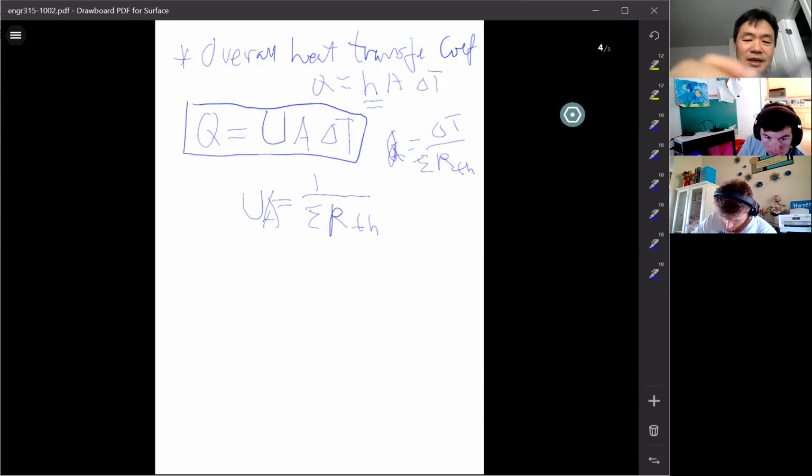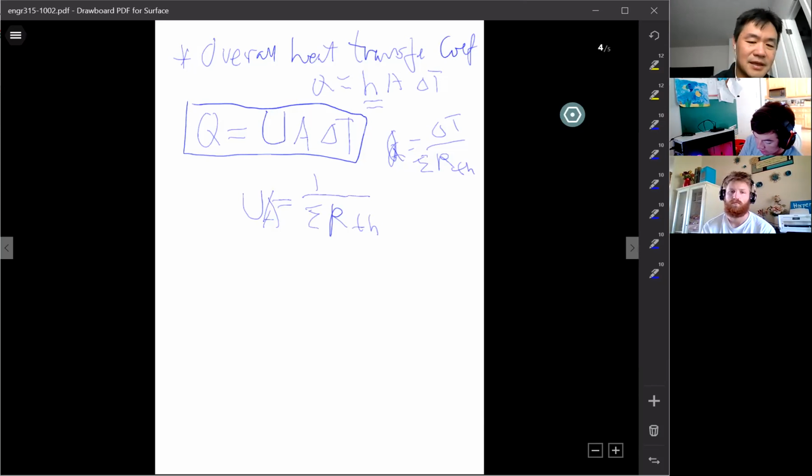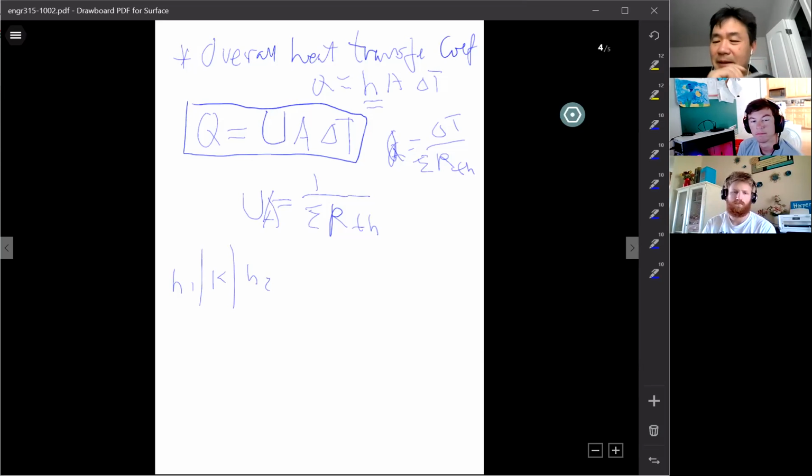So I think you can do this. For example, you have a system, let's draw an easy system. Let's say you have a convection here, H1, you have a K here, you have H2. In that sense, if you move A to the right-hand side, actually R times A is in the denominator. So the idea is to get rid of the area in the U calculation. So U equals what?